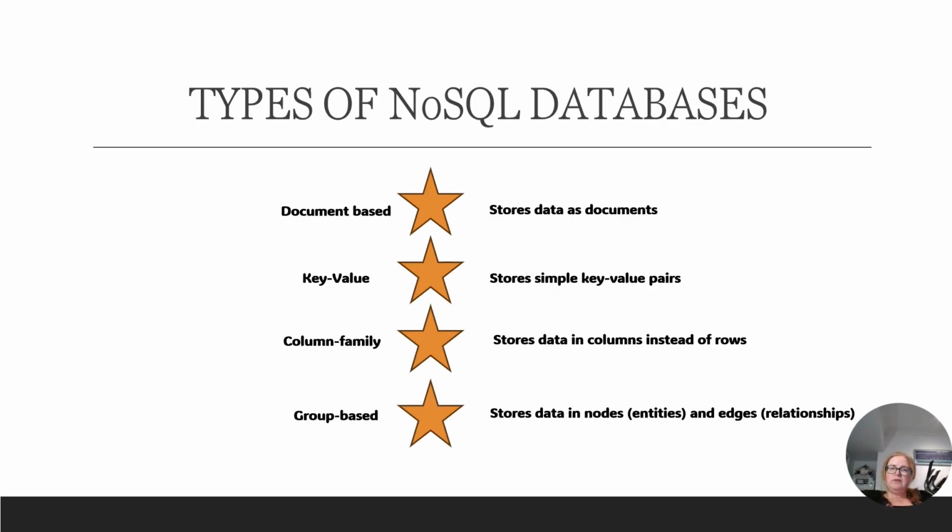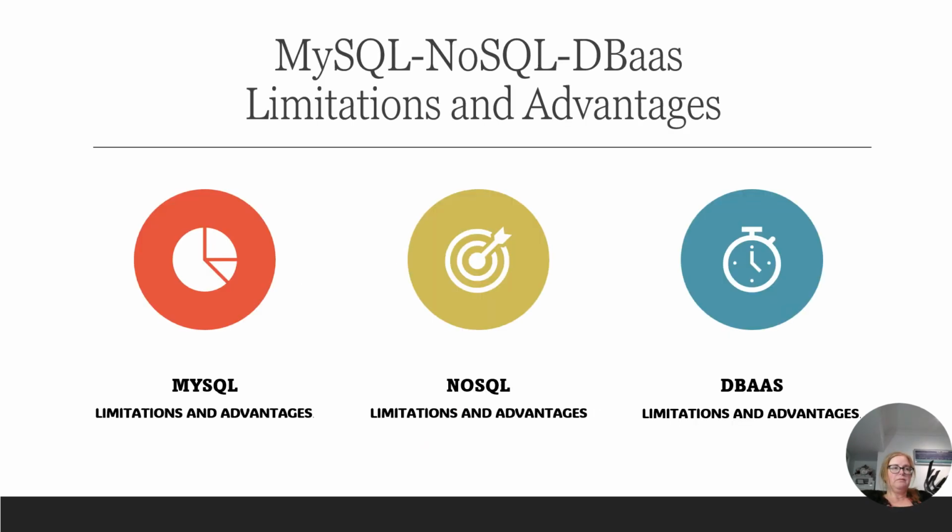We've got types of databases, types of non-SQL databases. Now, we've got document-based ones that store data as documents. Key-value, they store simple key-value pairs. You've got column family, which stores data in columns instead of rows. Graph-based, it stores data in nodes or entities, and edges, relationships.